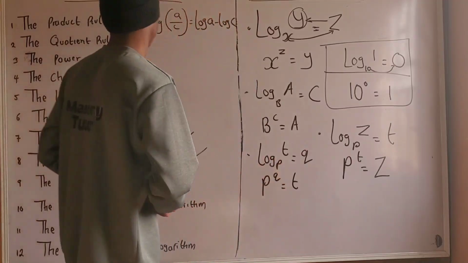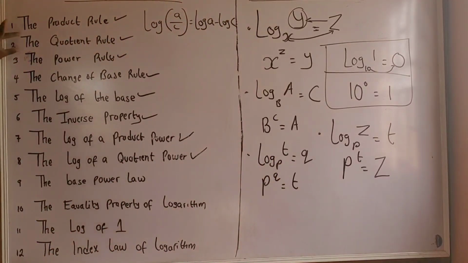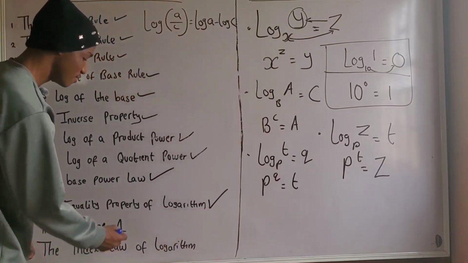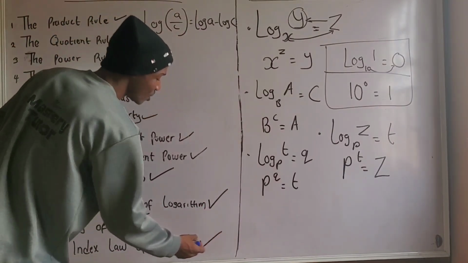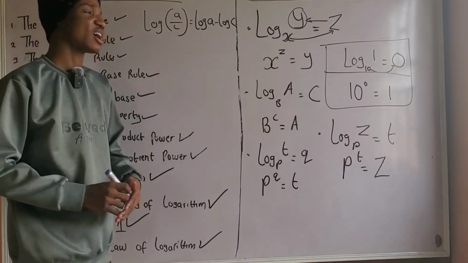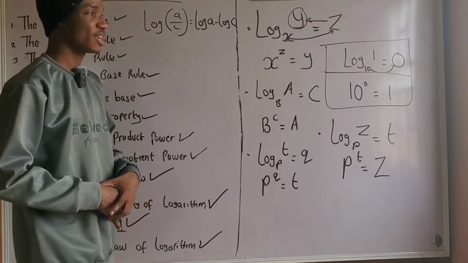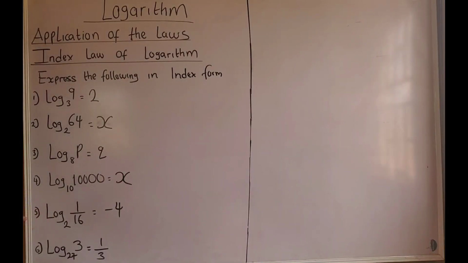So in this class, we've talked about the product rule of logarithm, the quotient rule, the power rule, the change of base rule, the log of the base, the inverse properties of logarithm, the log of a product power, the log of a quotient power, the base power law, the equality properties of logarithm, the log of 1, and the index law. If you have any question as touching what we've learned in this class, let me know in the comment section, okay?